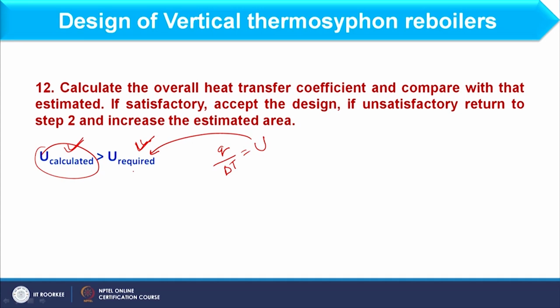However, if I consider U required lesser than U calculated, it means I already have sufficient heat transfer area. So, this condition should be satisfied. I hope you understand the procedure to design a vertical thermosiphon reboiler. Okay, so that is all about the vertical thermosiphon reboiler.